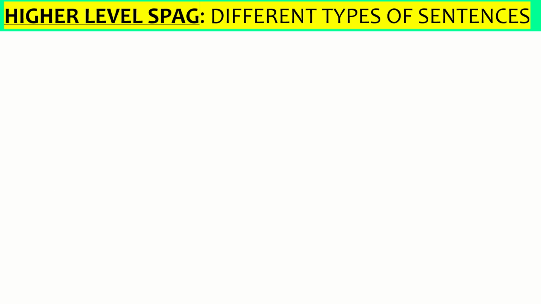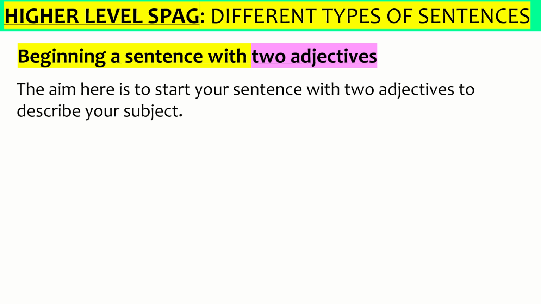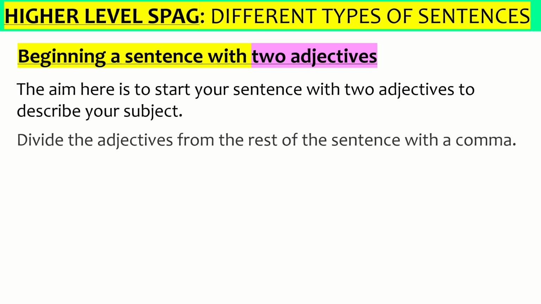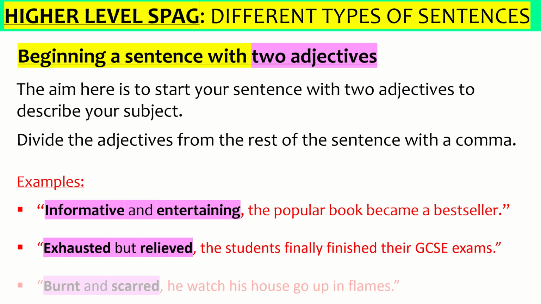Okay, higher level SPAG, again, different types of sentences. So one trick you can do to impress the examiner is beginning a sentence with 2 adjectives. The aim here is to start your sentence with 2 adjectives to describe your subject, and divide the adjectives and the rest of the sentence with commas. So basically at the end of the adjectives, you put a comma. The reason why we're doing this is that instead of the words he, it, it's a lot more exciting to have the complex word at the start of the sentence. It also makes it, instead of a compound or simple sentence, a complex sentence.